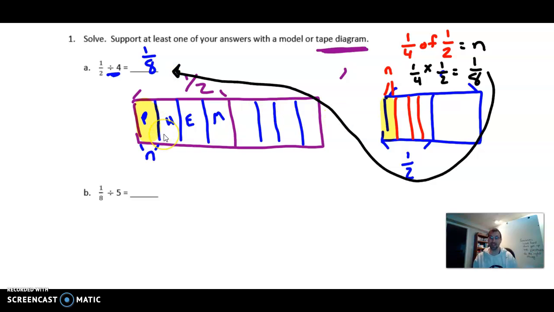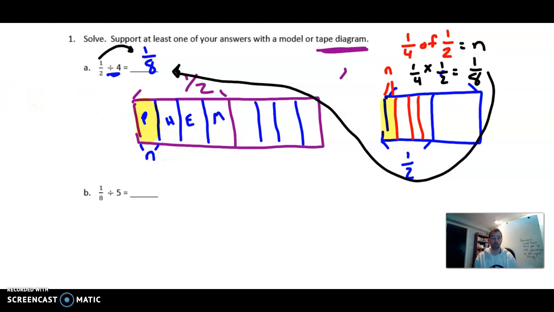So I like, again, no matter which way I'm thinking, models, models, models. All right? And we end up with an eighth. That little hint, little key to help you: if it starts with a fraction, it's going to end in a fraction, your quotient, your answer.